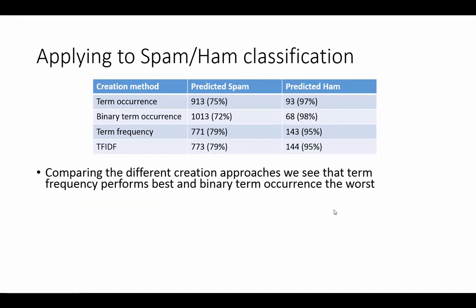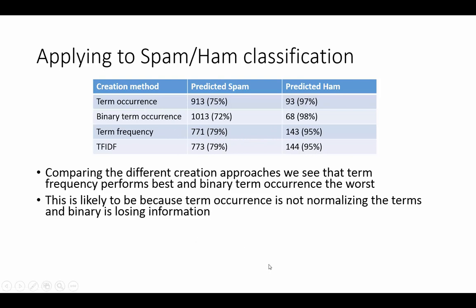And you can see that term frequency is best really, and binary term occurrence is the worst. It's a bit of swings and roundabouts, but term frequency scores better here, does slightly worse here than the term occurrence, but overall term frequency is the best. And it's likely to be because term occurrence is not normalizing the terms, and the binary version of the same is actually losing information. So it's not surprising that with large corpuses and large numbers in the term occurrence case, we're seeing slightly worse predictions.